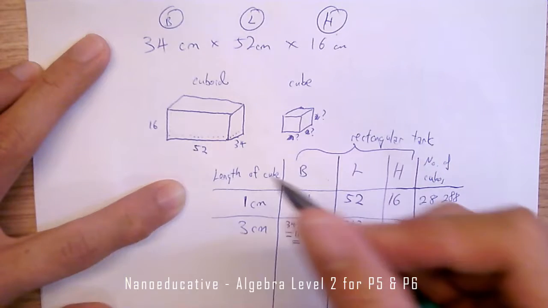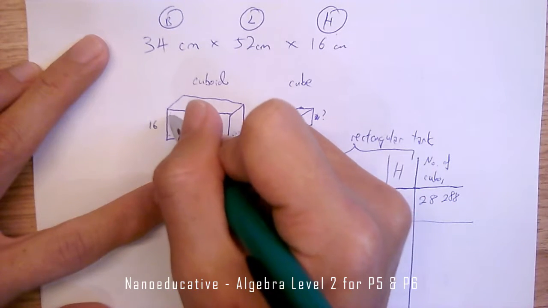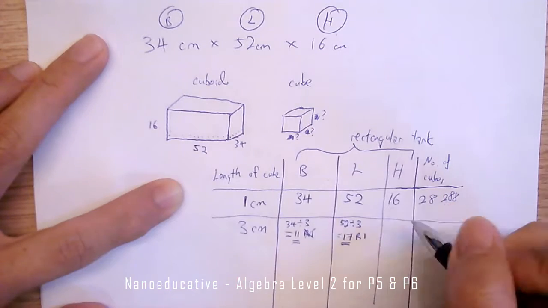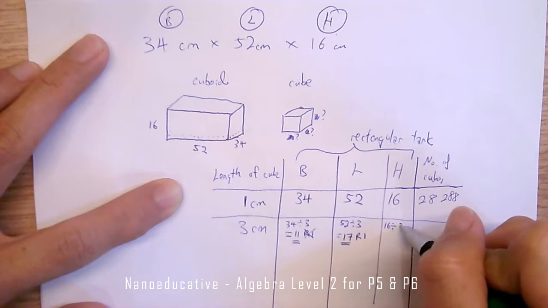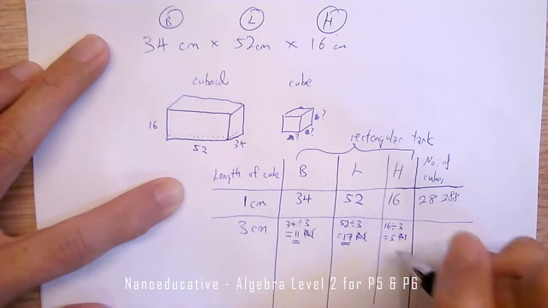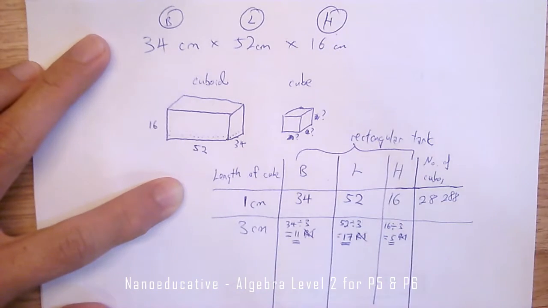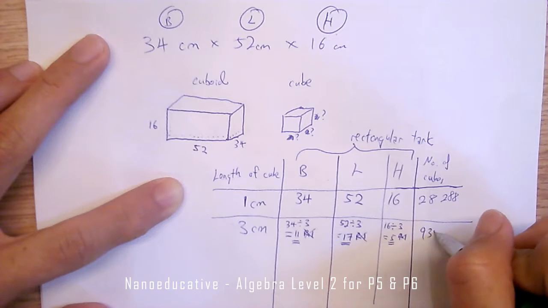Now, how about the height? How many 3 cm cubes can be stacked to reach as close to 16 as possible? You take 16 divided by 3, that will be 5, remainder 1 again. All the remainders we just ignore. This will just be 11 times 17 times 5. So 11 times 17 times 5 will be 935.